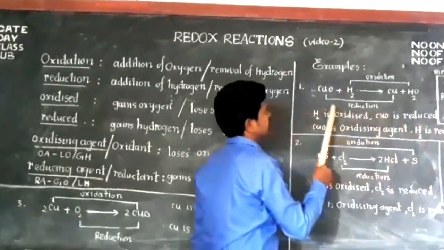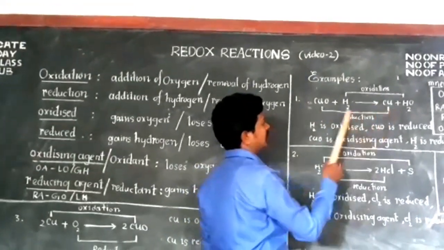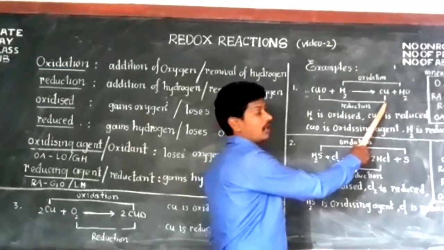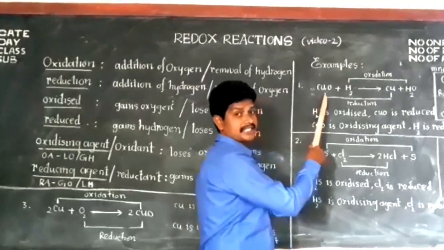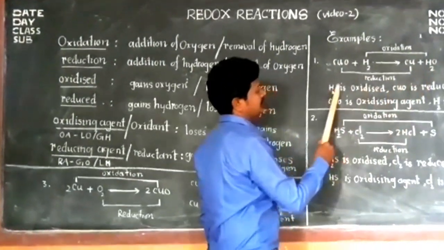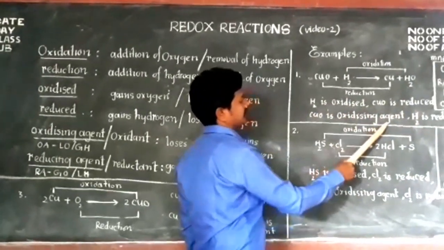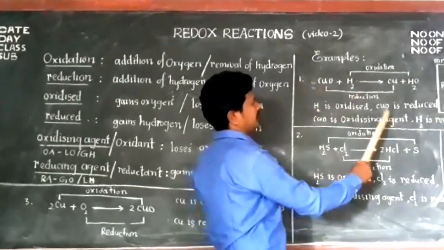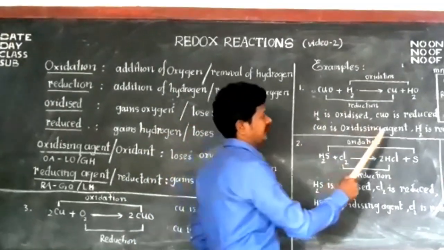So here CuO, copper oxide on the reactant side, changes into copper. It means copper oxide loses oxygen and changes into copper. So it is said to be reduced. At the same time, it is an oxidizing agent. So in this redox equation, H2 is oxidized, whereas CuO is reduced. CuO is oxidizing agent, whereas H2 is a reducing agent. And this total redox reaction is explained in terms of oxygen.